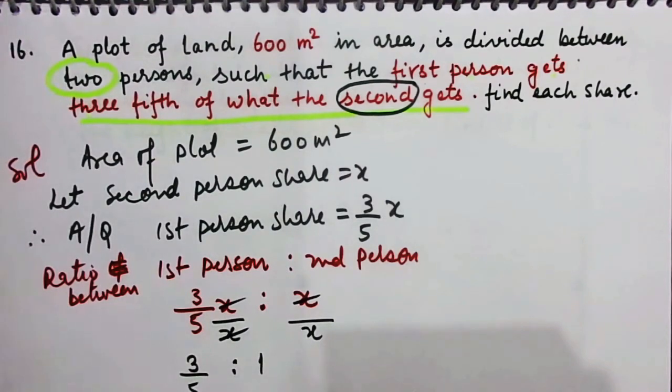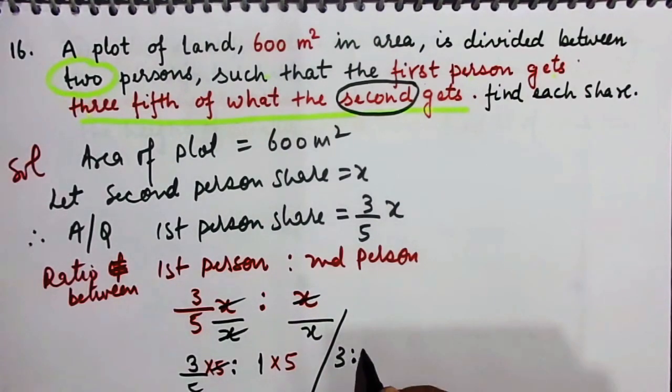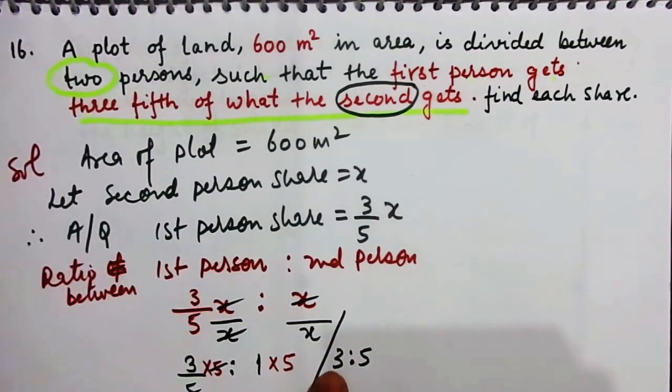Now let me multiply both the numbers by 5, and you will find that this 5 cancels, and you will get the value in simple whole numbers as 3:5. Therefore, the ratio of the distribution of land of the two persons is in 3:5 form.